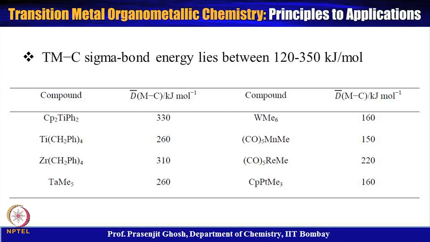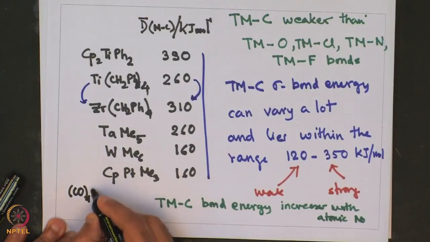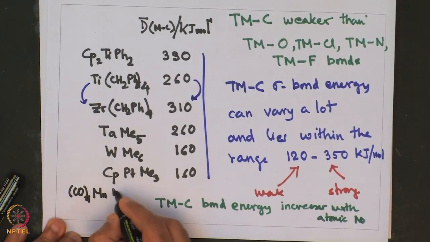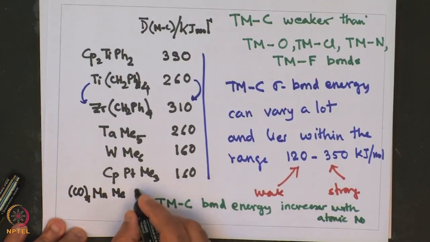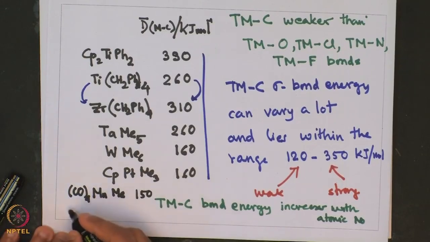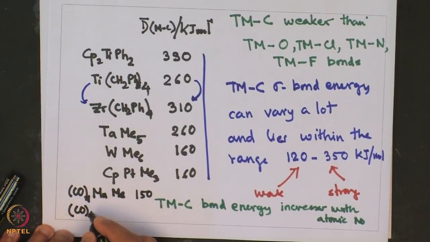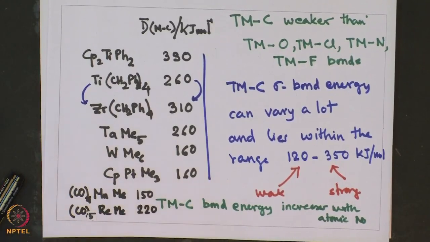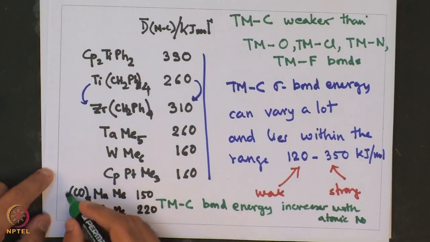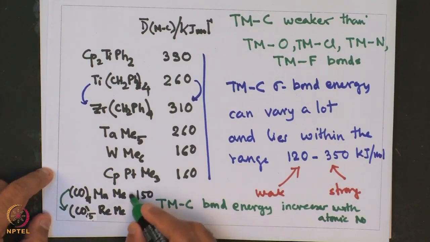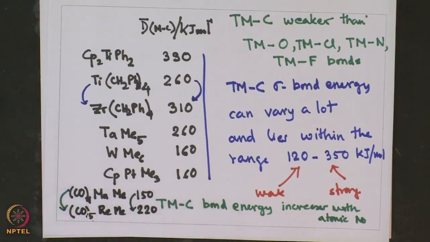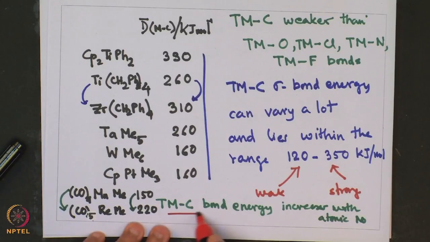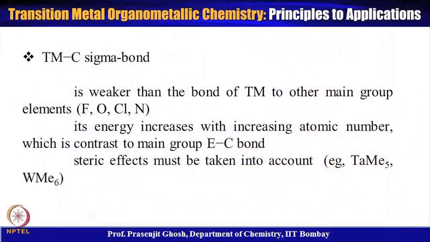For example, between pentacarbonyl manganese methyl, which has 150 kilojoules per mole, and the corresponding heavier analog pentacarbonyl rhenium methyl analog, which has 220. Here too, on going down the group, the bond energy increases, and this is what has been discussed over here.